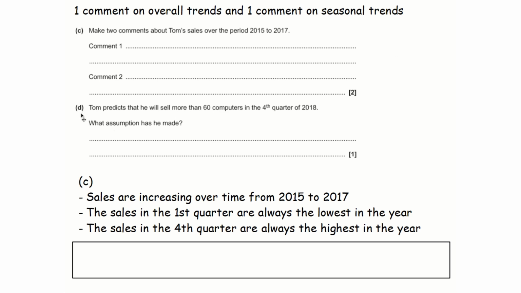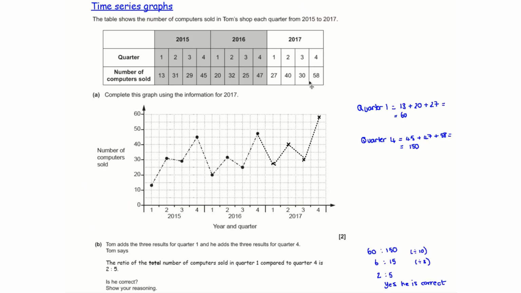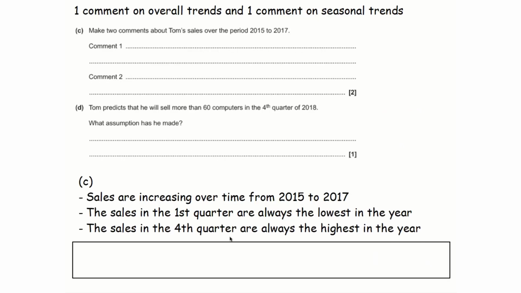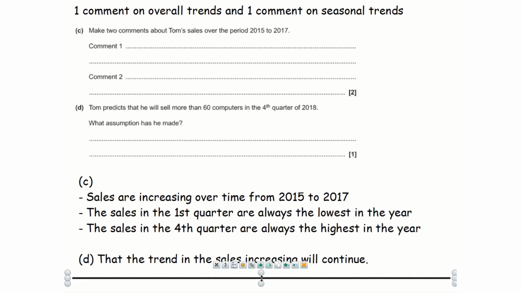Finally, part D here says, Tom predicts that he will sell more than 60 computers in the fourth quarter of 2018. So again, if we just go back quickly and look at the quarters in quarter 4, 45, 47, 58. So what assumption has he made? So the assumption that is made in this case is that the trend in the sales is increasing or will continue to increase.